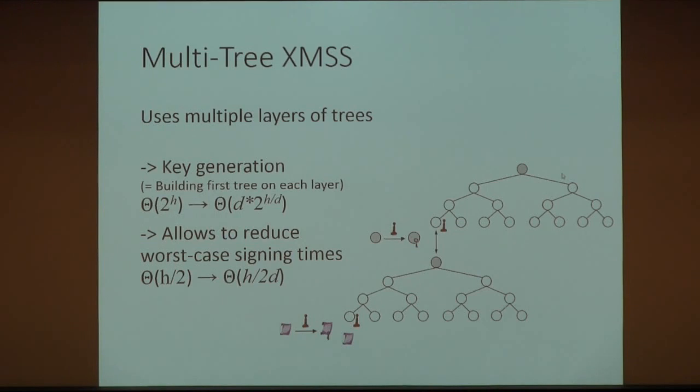And you link these trees by one-time signatures. So the tree on the top layer is used to sign the root nodes of the trees on the next layer, and so on, until on the lowest layer the leaves of the trees are used to actually sign the messages. And then you can think of this as kind of a certification authority.